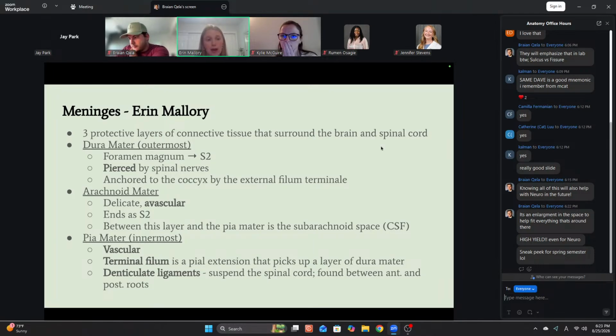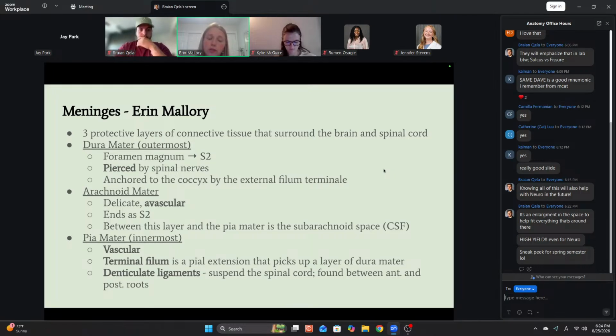And then we have our arachnoid mater, which is in the center, and that is avascular. There is no blood supply. It ends at S2. A lot of these end later down, like S2. So we're going to talk about spaces next, but between this layer and the pia mater, that's where we're going to have our subarachnoid space. So that's where our CSF is going to be. So it's dura, arachnoid, pia, but between the arachnoid and pia is our subarachnoid space.